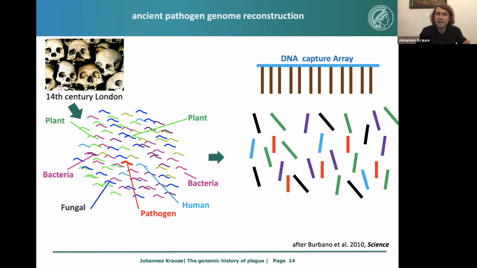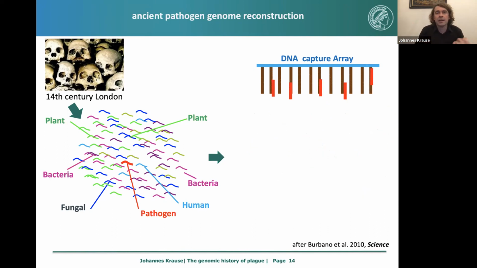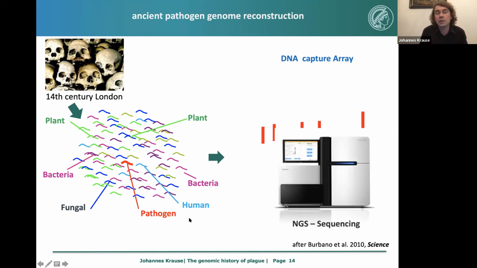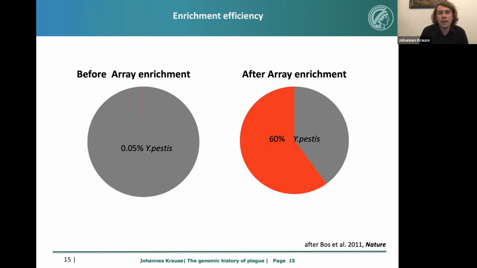And you then incubate that with the DNA from the ancient skeleton. Everything that is complementary will bind to the surface. Everything that is not, you can wash away, and you can then put that into a sequencing machine, a high throughput sequencer, produce millions of DNA reads, and then basically assemble the genome in silico. And you can actually see how much Yersinia pestis DNA we had before enrichment, and after enrichment, you can see it was quite powerful. So it was really quite successful, this type of enrichment.